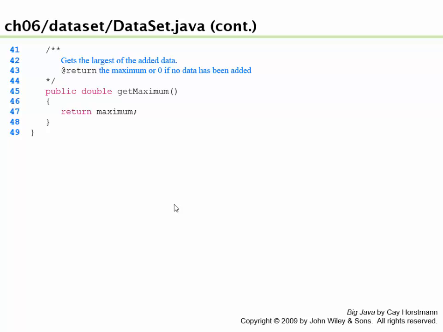There it is, get maximum. And all you do is return the maximum. Because you remember, every time we put a number in, it's doing the math to figure out if this is the highest one. If it is, I'm going to reset maximum so that when the user asks for the maximum, it'll be there.